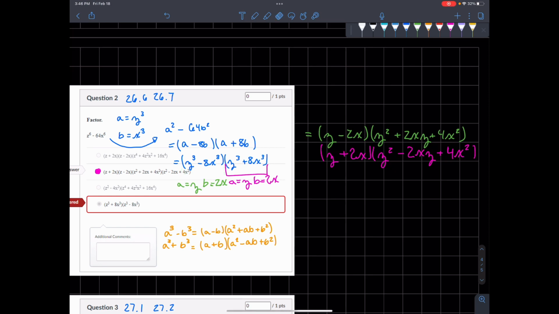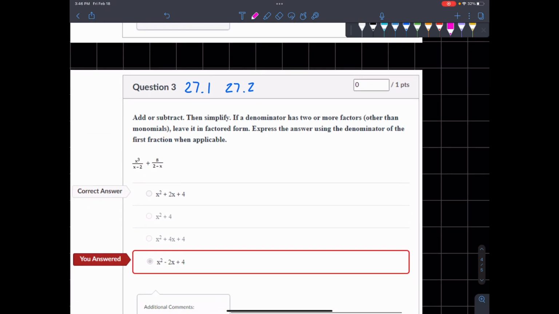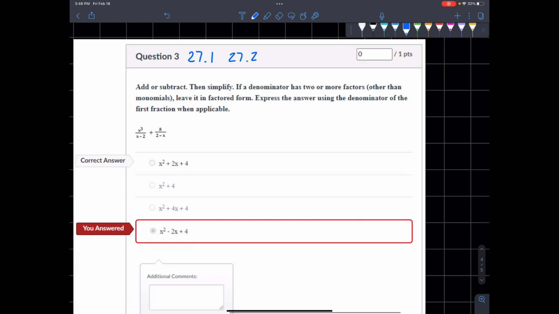There we go. All right, let's move on to question 3 of 27.1, 27.2, and that is: add or subtract and simplify. If the denominator has 2 or more factors other than monomials, leave it in factored form. Express the answer using the denominator of the first fraction when applicable.